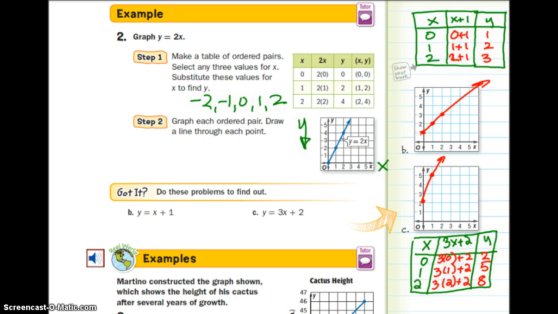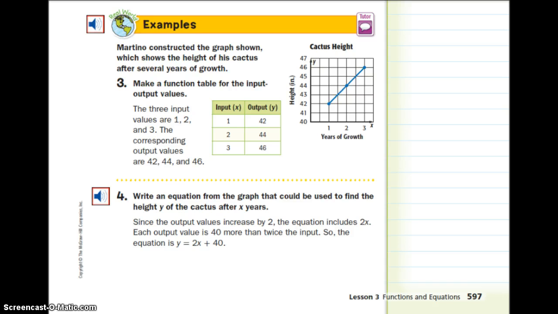Okay, let's keep going. So examples here. Mario constructed the graph shown which shows the height of the cactus after several years of growth. Make a function table for the input. So at this point, you're creating the table from the graph. So on the x, when x is 1, y is 42. When x is 2, y is 44. When x is 3, y is 46. So you complete the table, and then if you want to, we can turn around and get our equation, which is part 4. Write an equation for the graph.